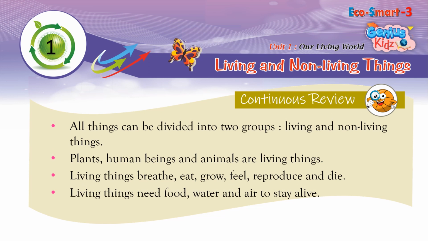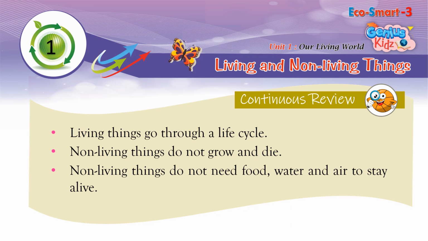Continuous review. All things can be divided into two groups, living and non-living things. Plants, human beings and animals are living things. Living things breathe, eat, grow, feel, reproduce and die. Living things need food, water and air to stay alive. Living things go through a life cycle. Non-living things do not grow and die. Non-living things do not need food, water and air to stay alive.